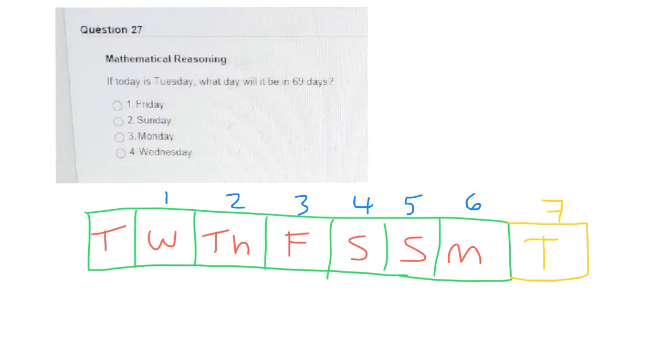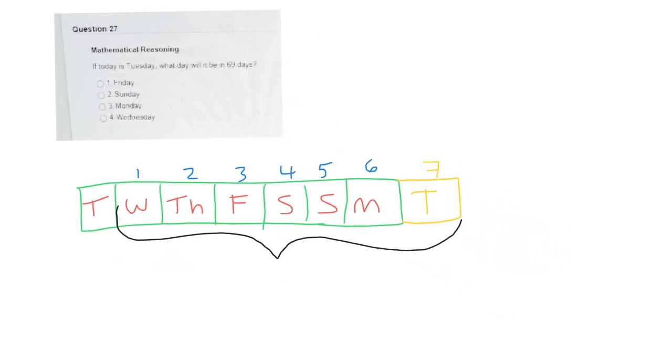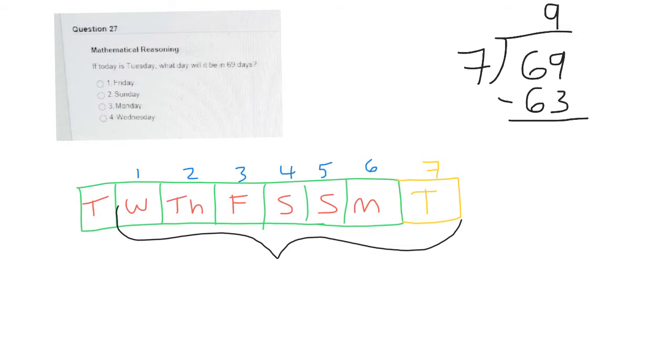This structure right here should provide you with the key to finding the answer, because what we could do is find out how many of these blocks of 7 fit inside 69 and then consider the remainder. So let's find out how many blocks of 7 fit inside 69. 7 times 9 gives me 63, which gives me a remainder of 6.